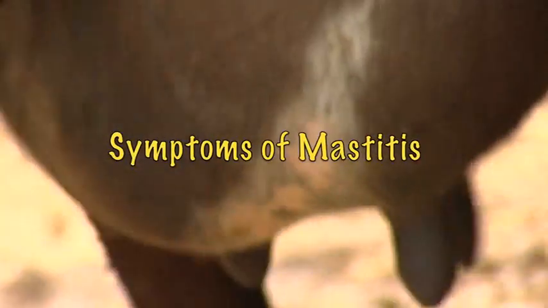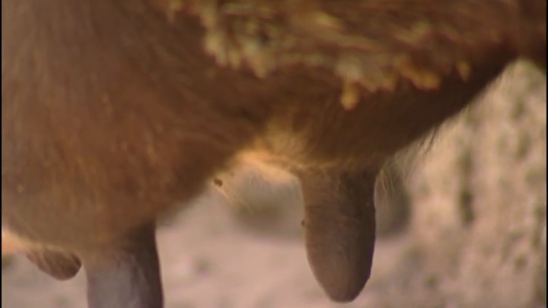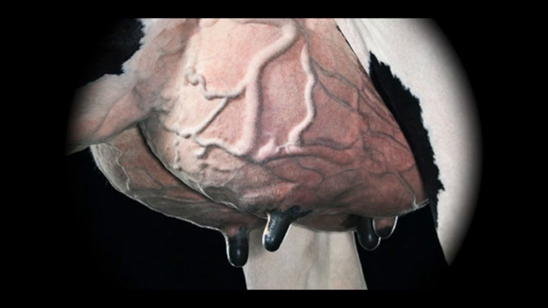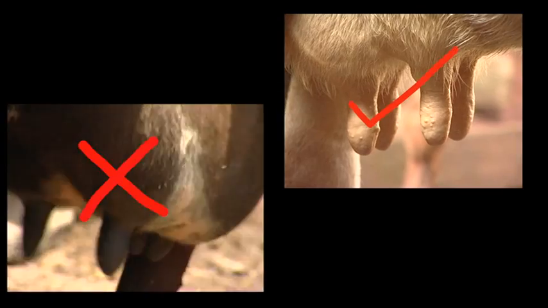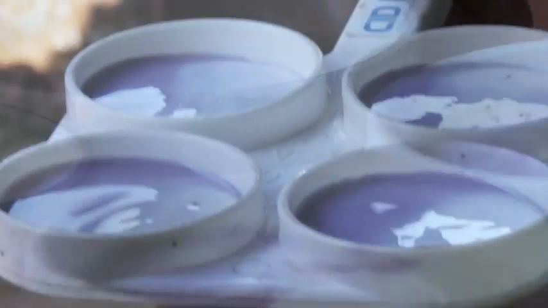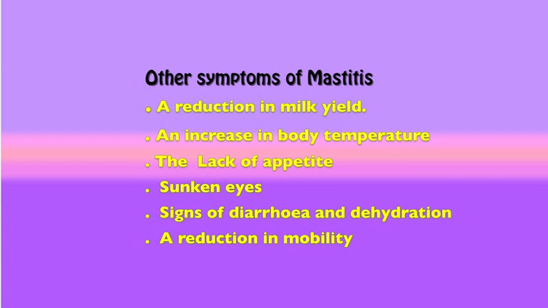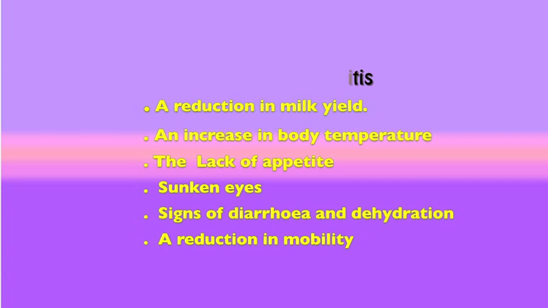Symptoms of mastitis. The most obvious symptoms of clinical mastitis are abnormalities in the udder, such as swelling, heat, hardness, redness, or pain, and the milk, such as a watery appearance, flakes, clots, or pus. Other symptoms can also include a reduction in milk yield, an increase in body temperature, the lack of appetite, sunken eyes, signs of diarrhea and dehydration, a reduction in mobility due to the pain of a swollen udder or simply due to feeling unwell.